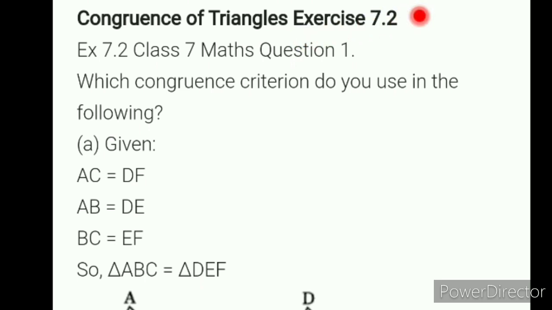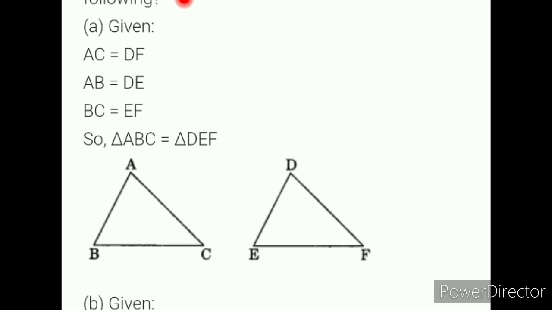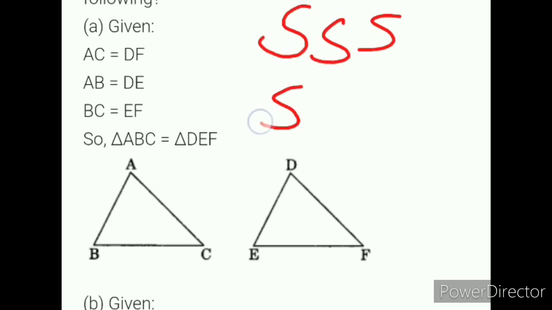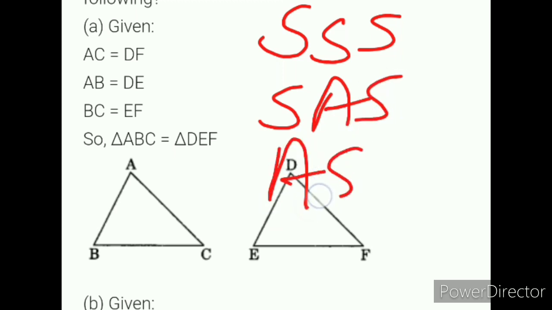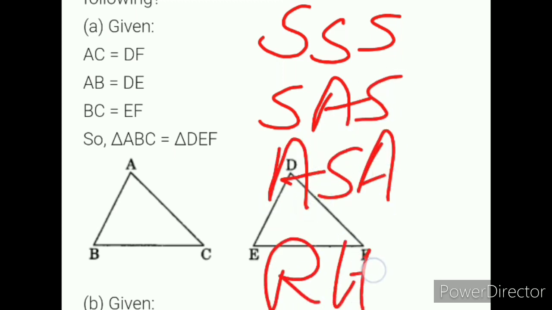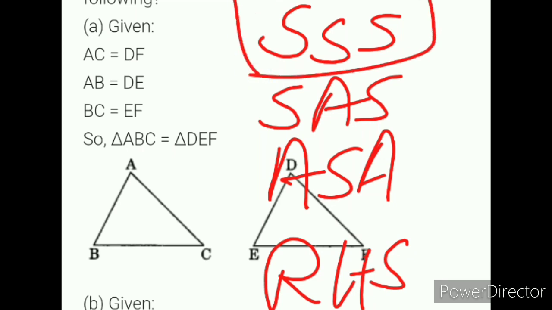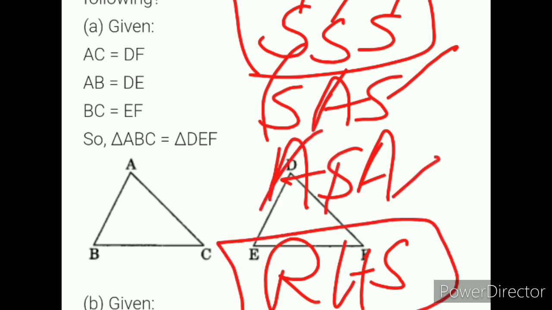Exercise 7.2: which congruence criterion do you use in the following? How many criteria did we learn? Yesterday we learned, no? How many? 4, right? SAS, ASA, RHS. What is the full form meaning? Side, side, side, 3 elements. Second one, SAS: side, angle, side. Third one, angle, side, angle. RHS means right angle, hypotenuse, side.